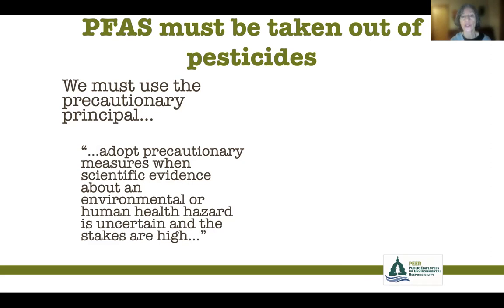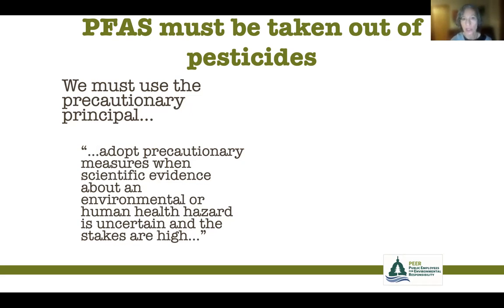And both of those are huge. There are numerous products on the shelves that have PFAS and people don't know because it's not in the label. So Pure believes that we must use the precautionary principle when we're talking about PFAS in pesticides. And what the precautionary principle says is we must adopt precautionary measures when we have scientific evidence about an environmental or human health hazard. And if it's uncertain and the stakes are high, err on the side of taking precautions. And that's what we want to do here.